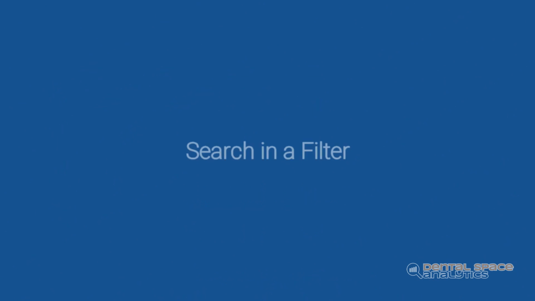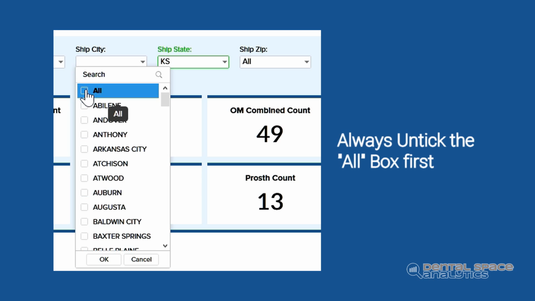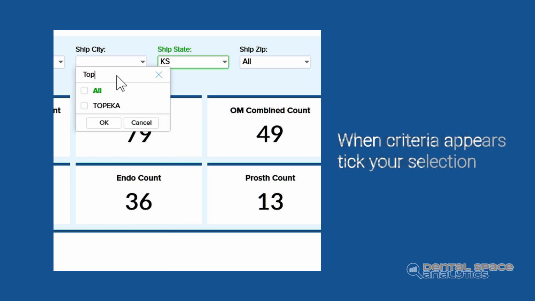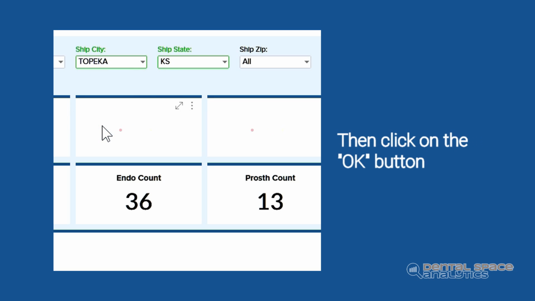Filters are searchable. After unticking the All box, begin by entering your search criteria in the search box. When your desired criteria appears, tick your selection and then click on the OK button.